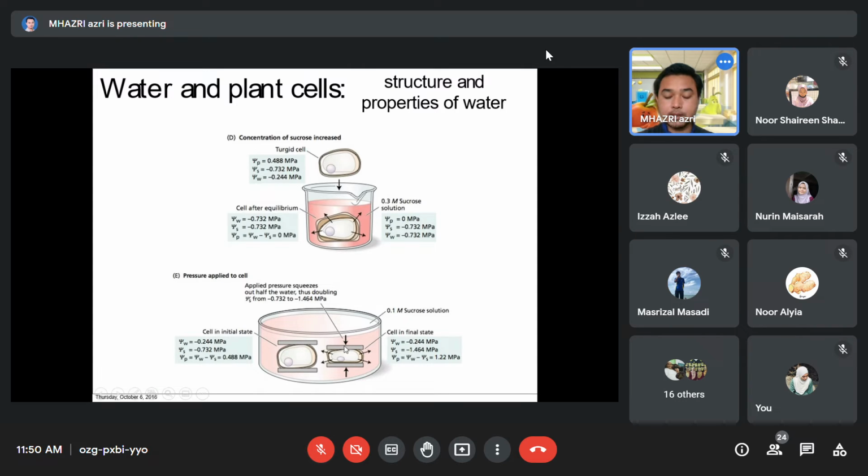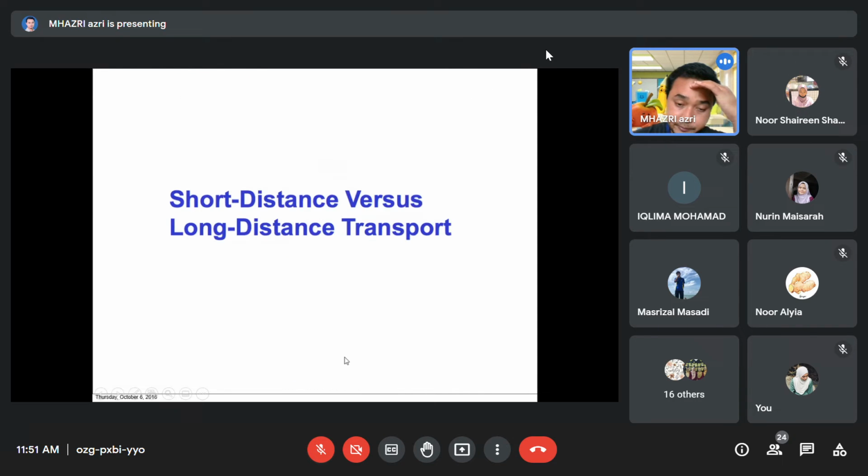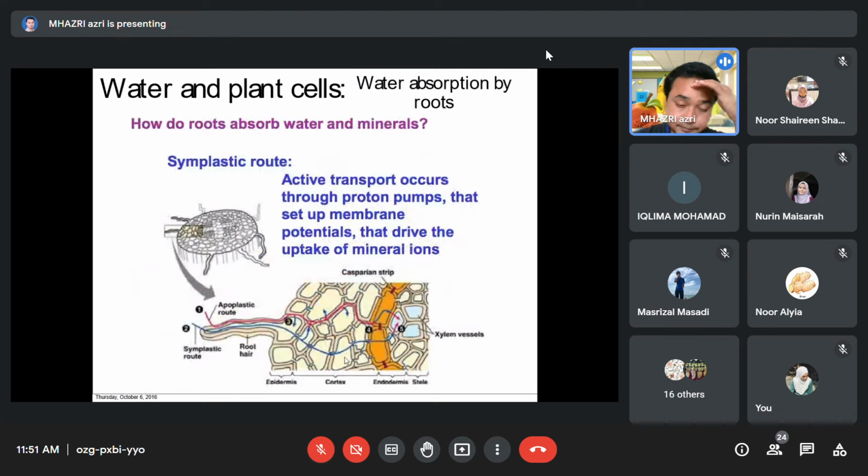Okay, yang ini apa yang berlaku? If we increase the pressure, what will happen? The water potential juga akan apa? Increase. So tinggi. Water potential dia akan move from higher to lower potentials. Okay. So yang dekat sini, awak boleh kaitkan tak dekat sini?